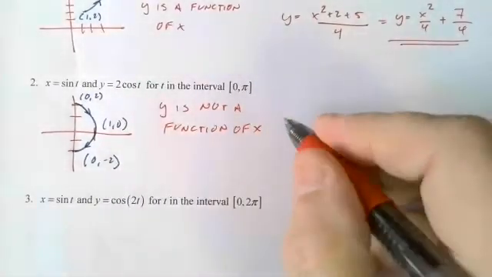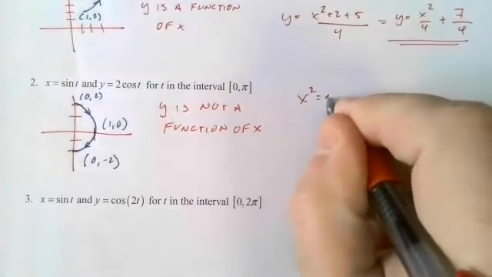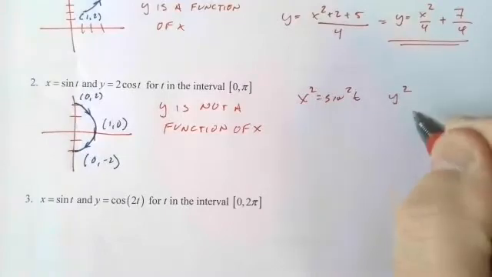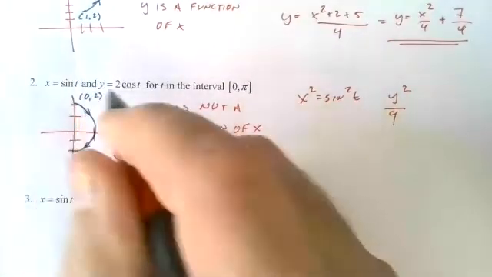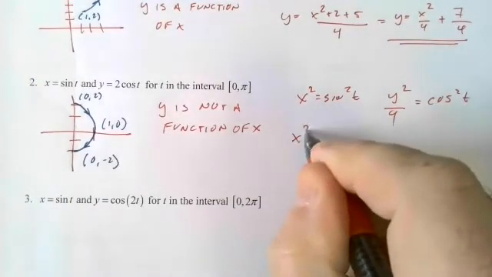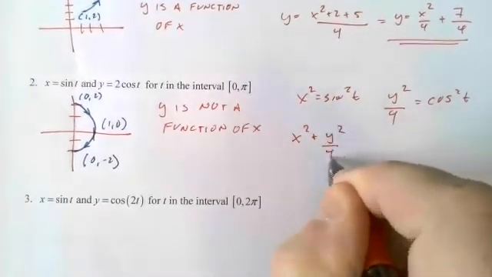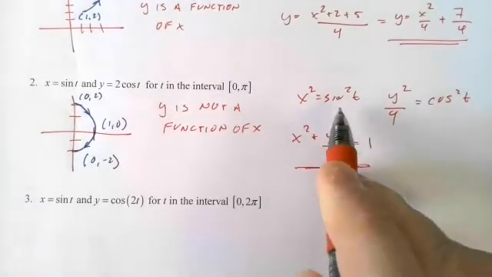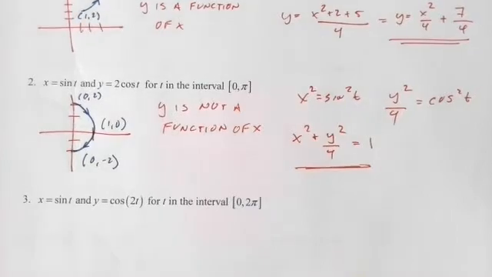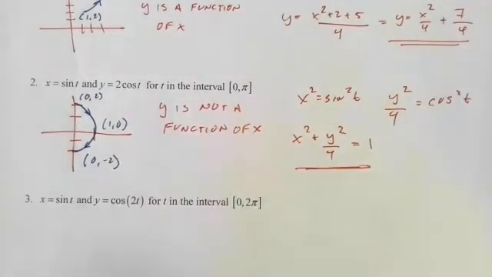So let's start squaring things. x squared equals sine squared t. y squared over 4, so we move the 2 over, equals cosine squared. Add them, we get x squared plus y squared over 4 equals 1. Sine squared plus cosine squared is 1. Definitely want to be as lazy as humanly possible. Now they do ask me to find an equation that relates x and y. If we wanted to keep going, we could.